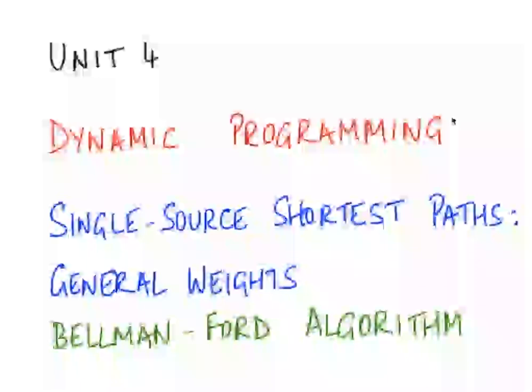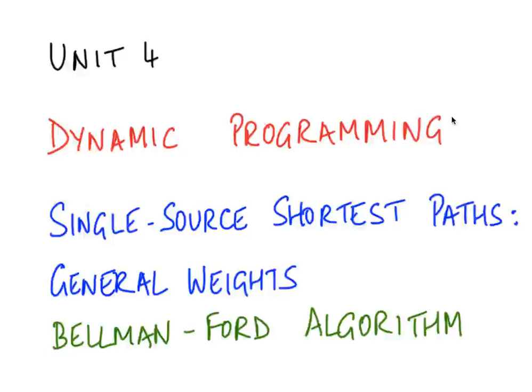When we studied greedy algorithms, we looked at Dijkstra's algorithm for the single source shortest path problem. Now it turns out that Dijkstra's algorithm requires all edge weights in the graph to be non-negative. The Bellman Ford algorithm is a dynamic programming algorithm which allows you to compute the same quantities even if there are negative weights.